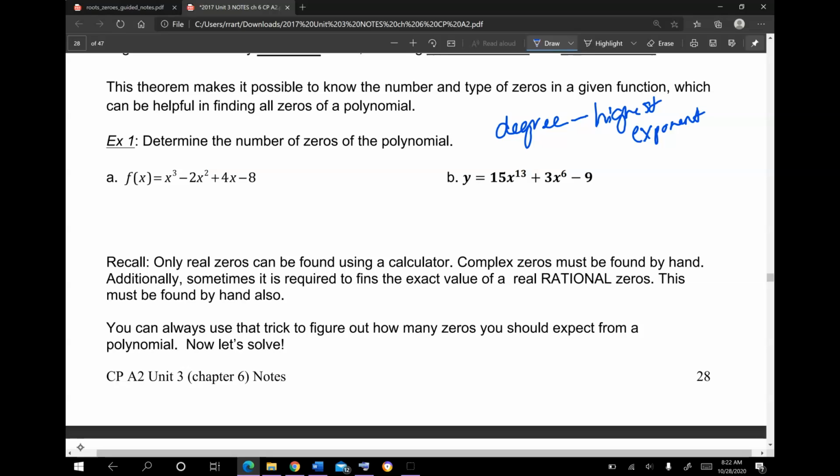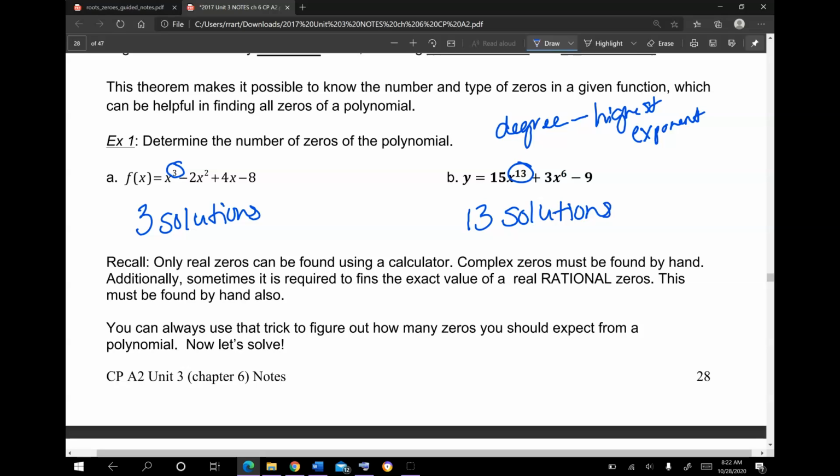So in A, I look, my highest exponent is 3. So we will say there are 3 solutions. Okay. B, find your highest exponent. Well, pretty dramatic here. My highest exponent is 13. So there are 13 solutions.